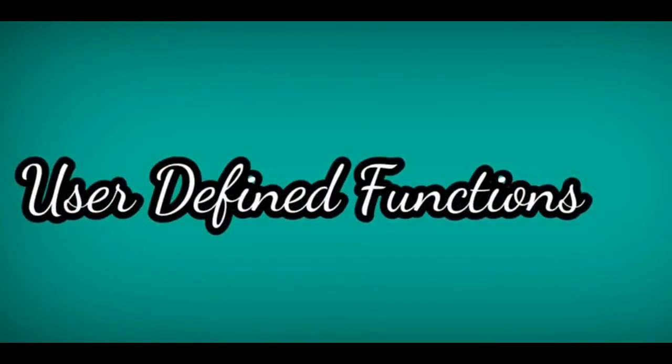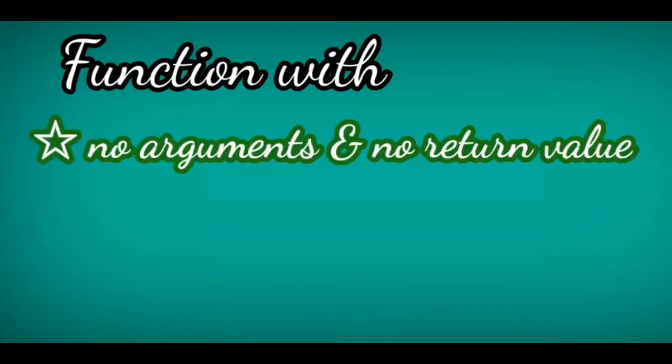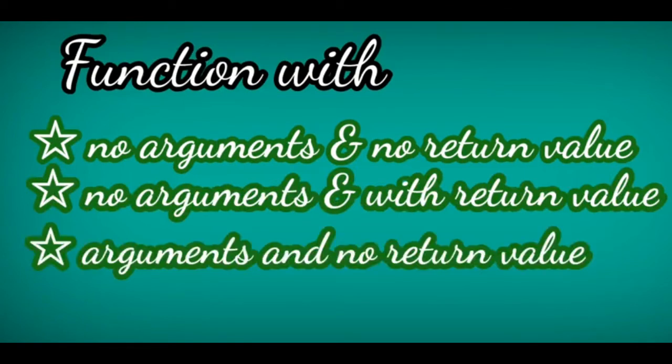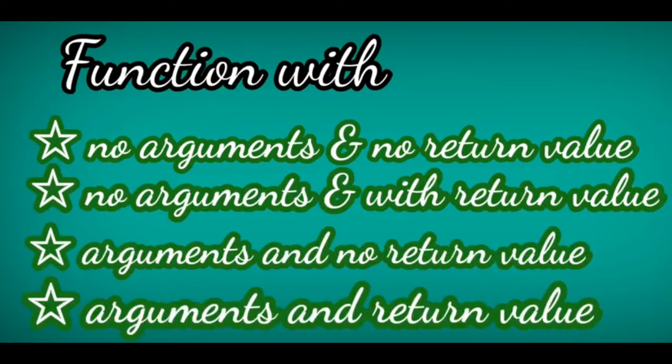User defined functions. A function is a group of statements that together perform a task. The function defined by the users according to the requirements is called a user defined function. The users can modify the function according to their requirement. User-defined functions are classified into 4 categories: functions with no arguments and no return value, function with no arguments and with return value, function with arguments and no return value, function with arguments and return value. Let me see under each heading.